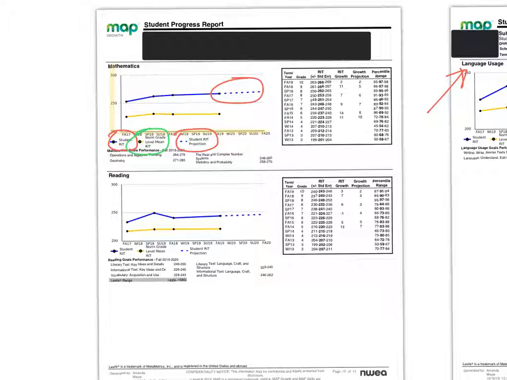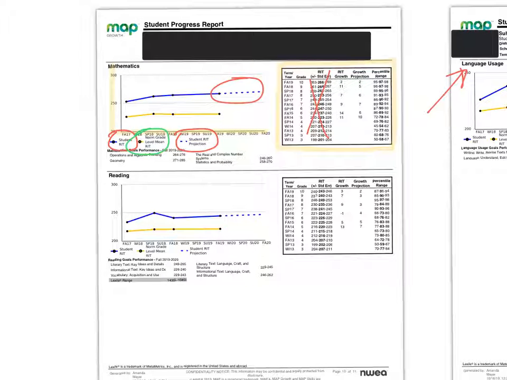In the box to the right, you're going to see the same trends, but it's not shown in graphical form. So this box over here also has those RIT numbers, which again are not very valuable for parents, so I wouldn't spend a lot of time talking about those.